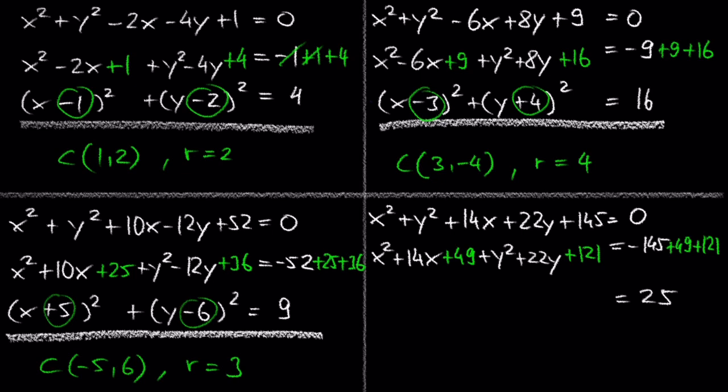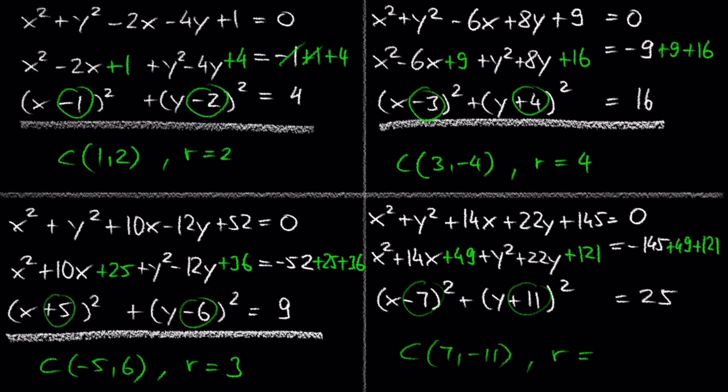And on the left side we get x minus the half of 14, which is 7, squared, plus y plus the half of 22, which is 11, squared. So the center has the coordinates 7, negative 11. And the radius is 5.